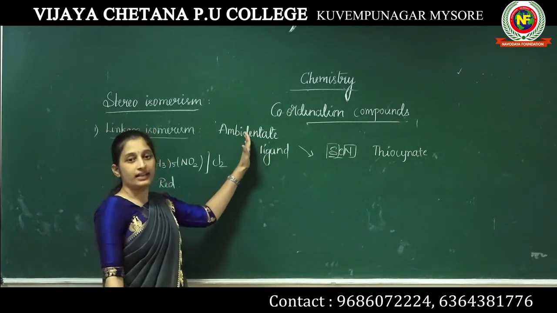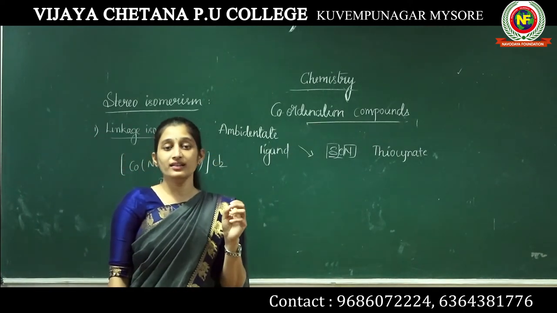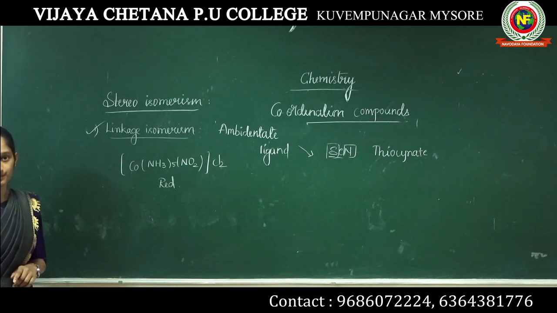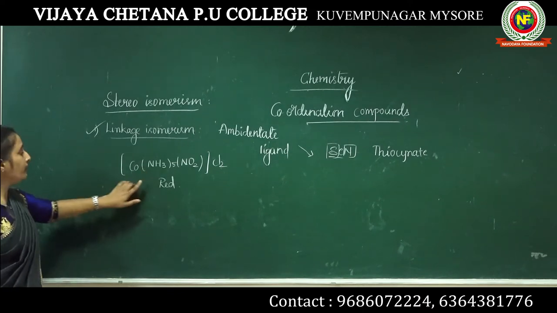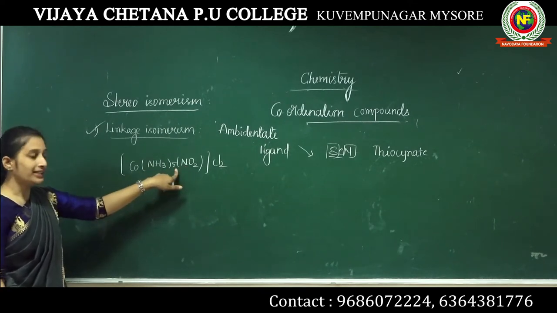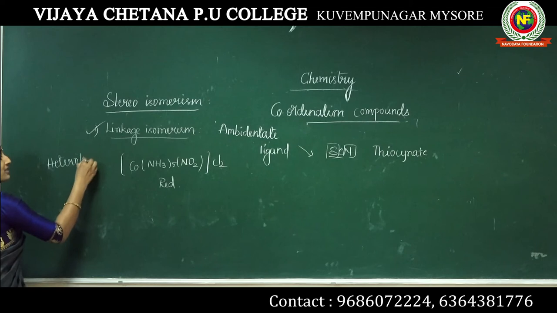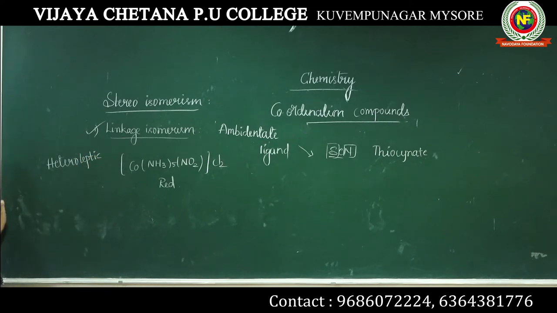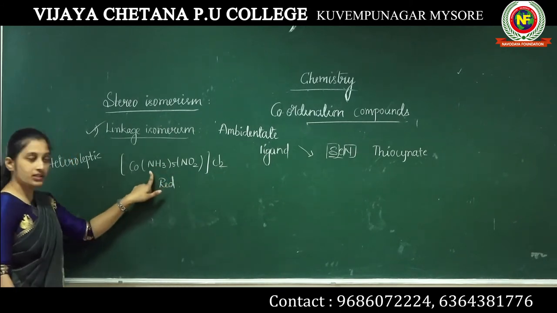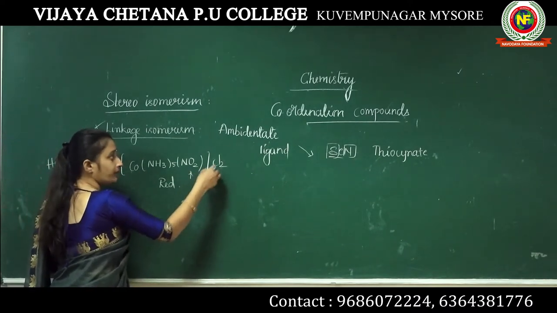That is ambidentate ligand. Such type, see, in which compound ambidentate ligands are present, then we can observe this linkage isomerism. I am going to give one particular example. Cobalt, and it mainly contains two types of ligand. One is NH3 five times and NO2. This is a heteroleptic complex. Hetero means different types of ligands are there, no? That's why heteroleptic complex. Here just observe, NO2 and NH3 are there. Ammonia is not an ambidentate ligand, it's a neutral ligand. But this one, NO2, is an ambidentate ligand.